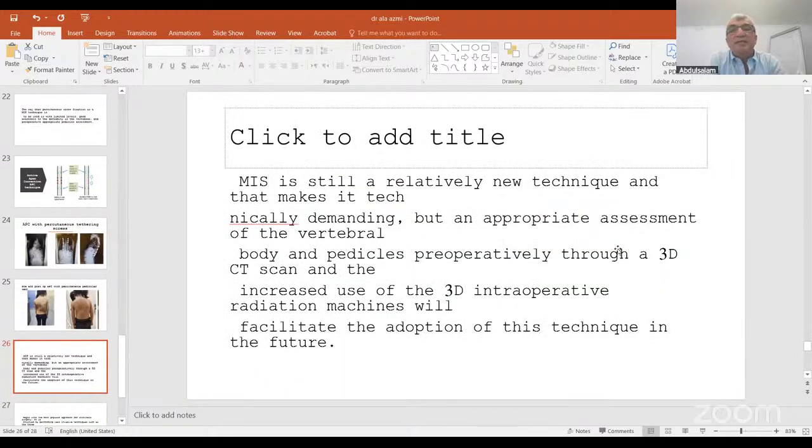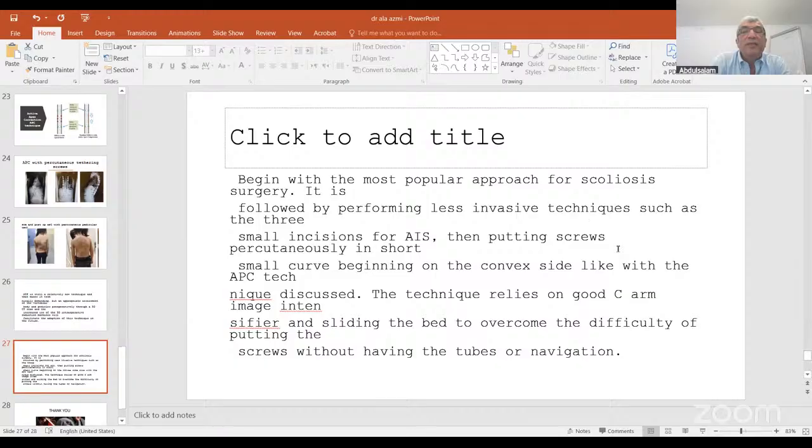So MIS is still a relatively new technique that makes it technically demanding, but an appropriate assessment of the vertebral body and pedicles preoperatively through, well, what we have, a CT scan, and increased use of the 3D intraoperative radiation machine. Also, we now have the O-arm, we have a navigator, which might increase the use of the percutaneous screws and the minimally invasive techniques. But you don't need to begin with this kind of management.